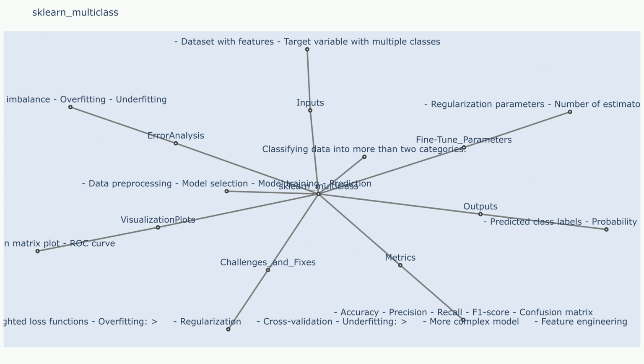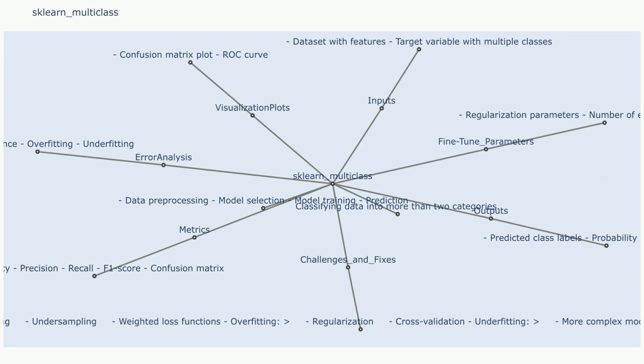Visualization plots: confusion matrix plot: this visualizes the performance of a classification model by showing a number of true positives, true negatives, false positives, and false negatives for each class. It helps to understand the model's strengths and weaknesses in classifying different classes. ROC curve. This plots the true positive rate against the false positive rate for different classification thresholds. It helps to visualize the trade-off between sensitivity and specificity of the model.